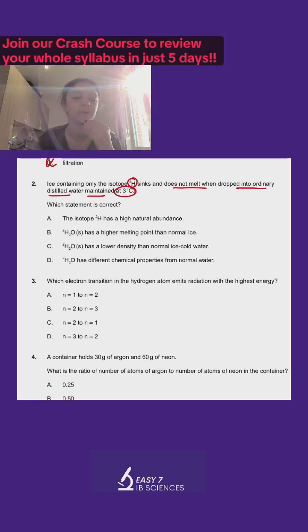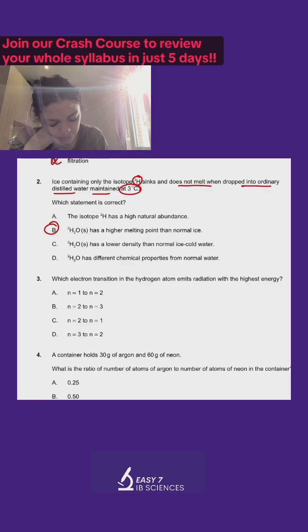Okay, a lot of you guys are saying B. Exactly. Good job, guys. It is B. The answer is B. Let's have a look at the answer options to see why B is correct. So it says the isotope H2 has a high natural abundance. This isn't correct, first of all, because the one on the periodic table is the H1. So we know the one on the periodic table is going to have the higher abundance. So it's not A. Then let's have a look at C.